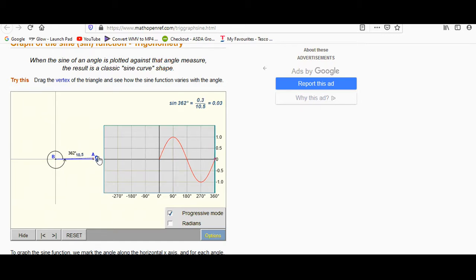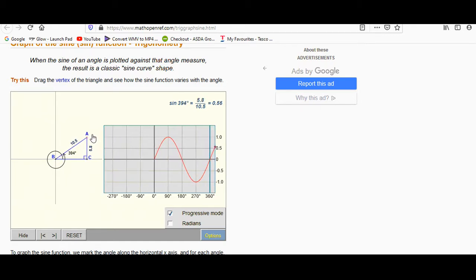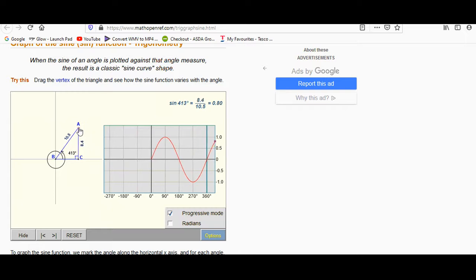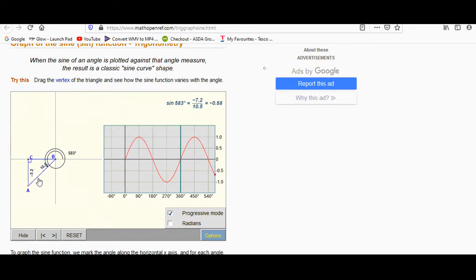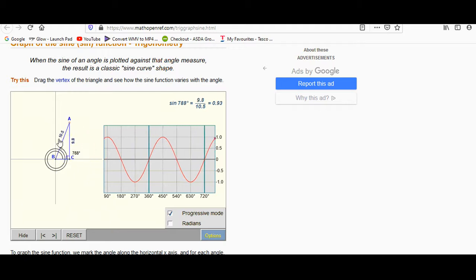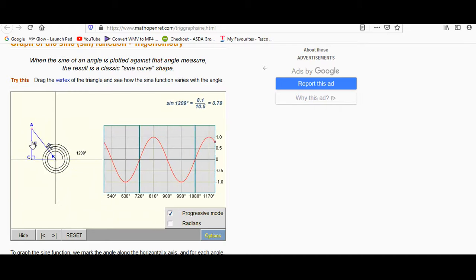And you can keep going with this. And all that happens is that you recreate the graph. And you can go on and on and on. I don't need to stop at sine 360. I can go on and on and on and keep going and going and going.